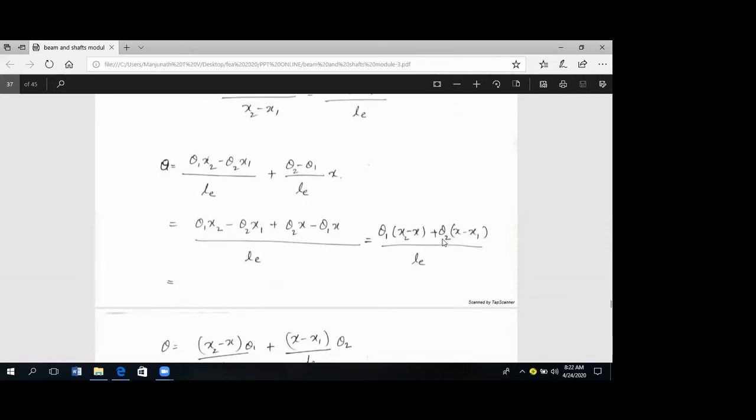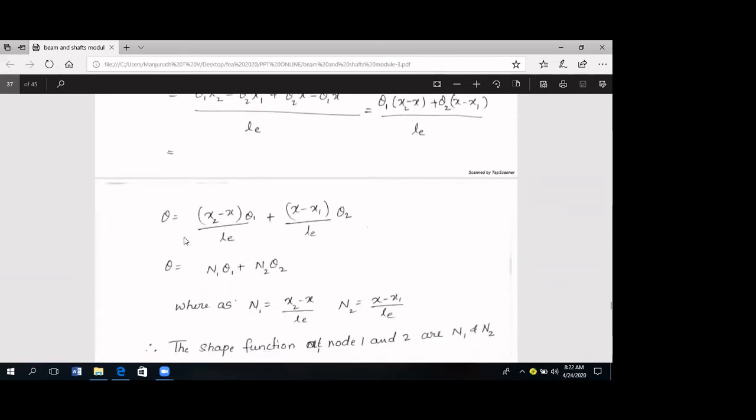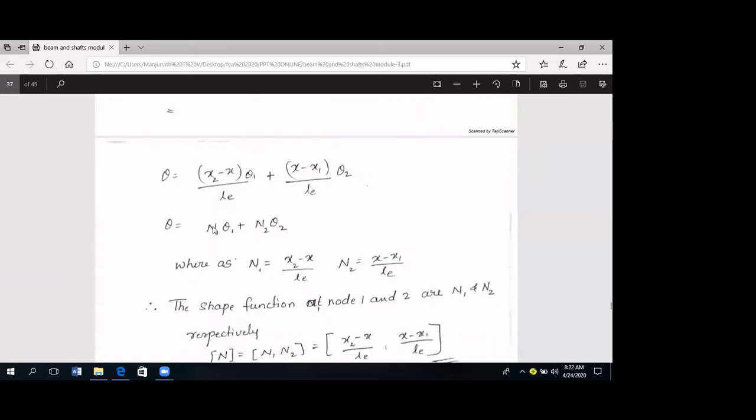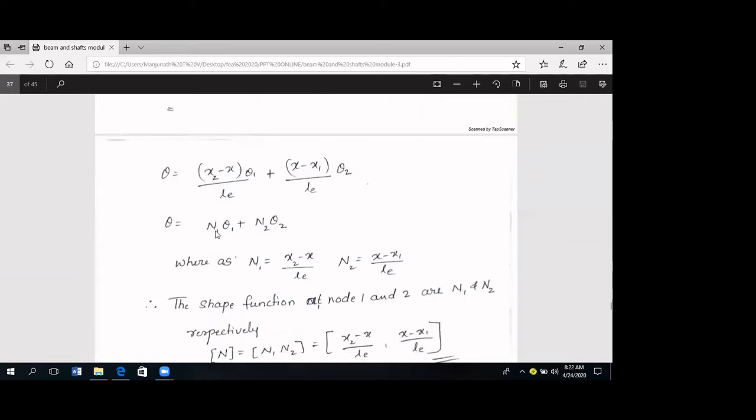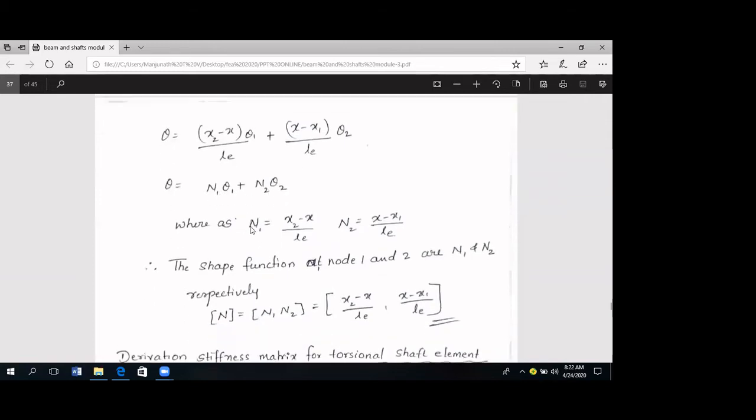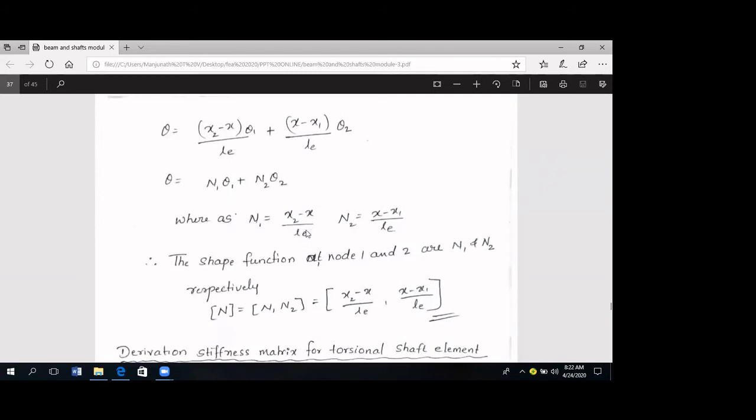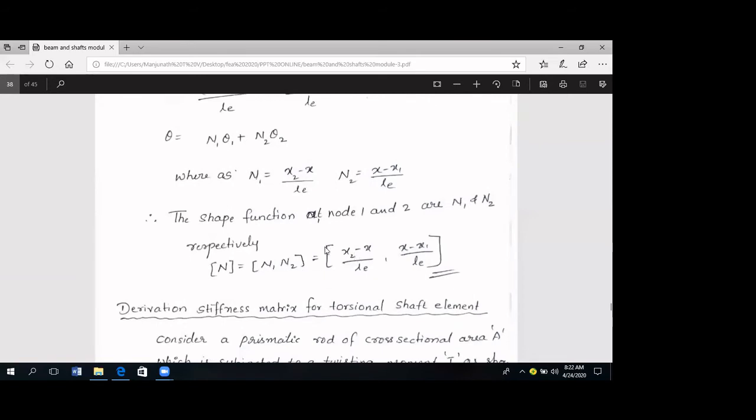As we take theta 1 and theta 2 as common factors, rewriting, theta is equal to x2 minus x into theta 1 divided by LE plus x minus x1 divided by LE into theta 2. Now this overall term we can write as theta equal to N1 theta 1 plus N2 theta 2, whereas N1 is equal to x2 minus x divided by LE and N2 is equal to x minus x1 divided by LE. These are the shape functions for the torsional shaft. Similarly, the same equations we have got for the axial members also. We have already discussed the shape functions for the axial members in the first module itself.